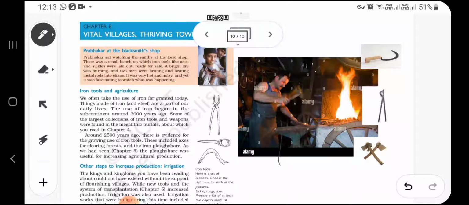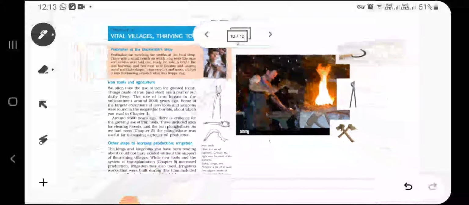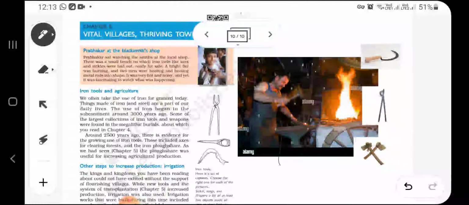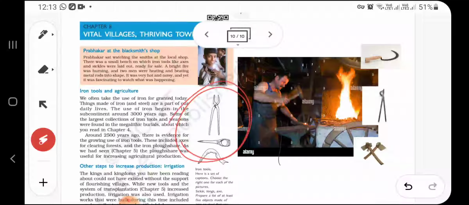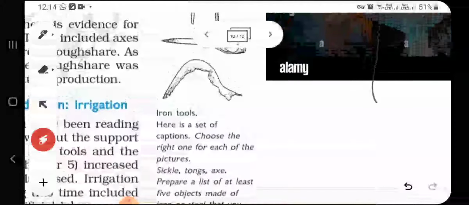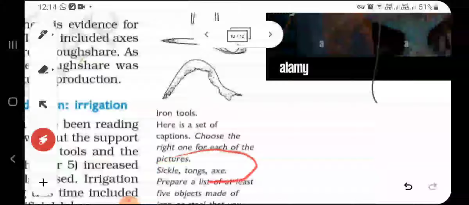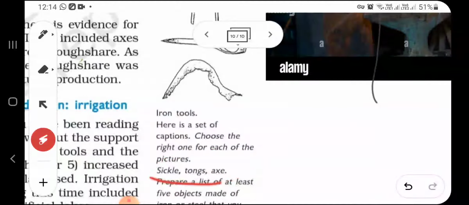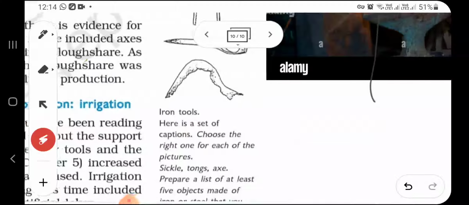And here one activity is given. What is that activity? Iron tools. Here if you see, this is the activity. Some tools are given, and they are asked to give names to those tools. Iron tools, here is a set of captions. Choose the right one for each of the pictures. So captions are also given here: sickle, tongs and axe. So we have to give the captions to these tools.